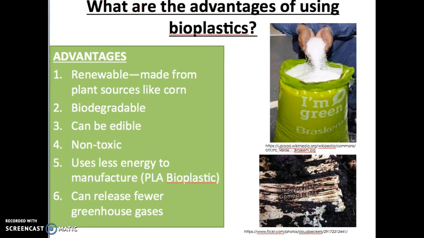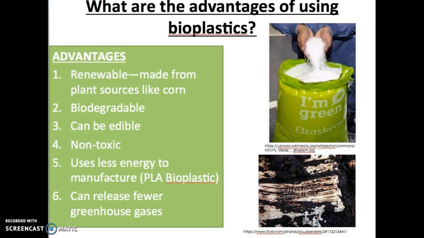They're non-toxic, meaning that they do not contain harmful chemicals for the environment or for any organisms. Certain bioplastics claim that they use less energy to manufacture, such as PLA bioplastic, which uses significantly less energy to manufacture than other types of plastic. And in turn, because it uses less energy, it can release fewer greenhouse gases, which can help with the problem of global warming.